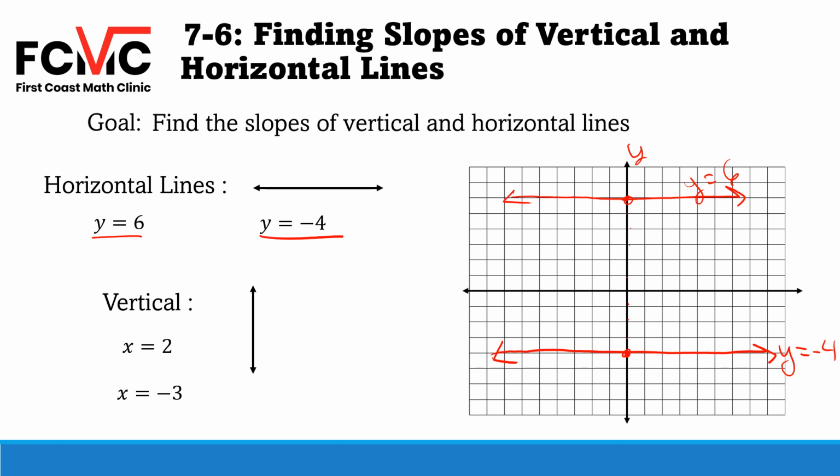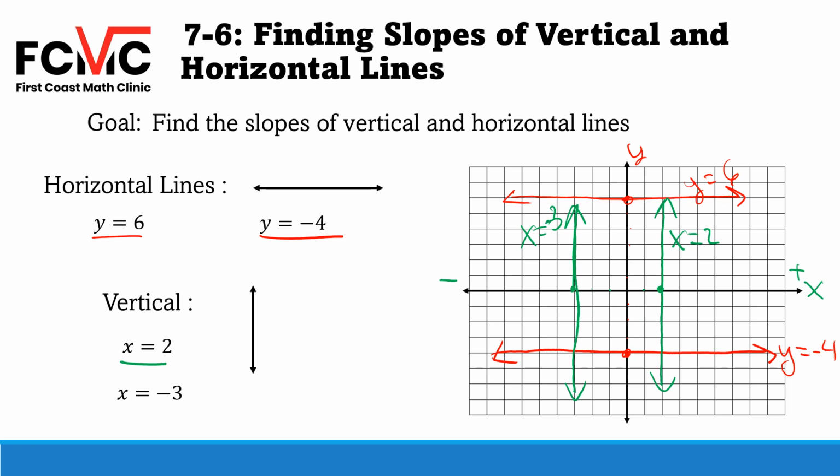Our vertical lines are going to look something like x equals a number. So x equals 2. This is our x-axis, and this is our positive direction. This is our negative direction. So we'll find +2, so 1, 2, and we're going to draw a vertical line. So this is x equals 2, then x equals -3. So move 3 units in a negative direction, 1, 2, 3. And this is x equals -3.